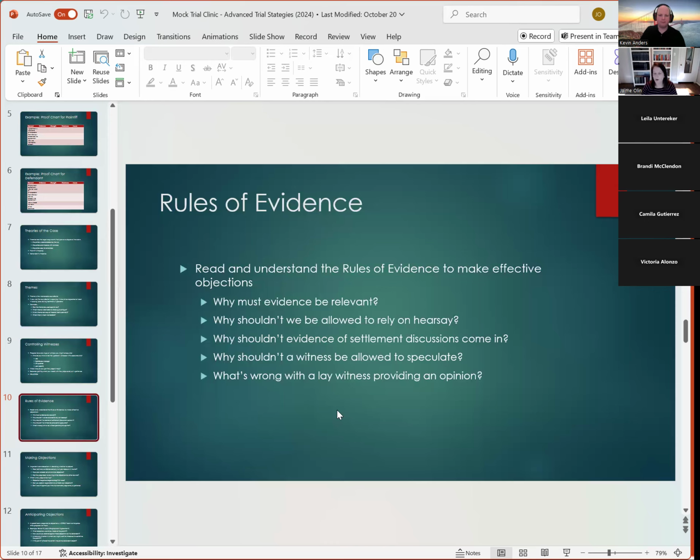First of all, we all know that evidence has to be relevant in order to come in. But why? Why do we think that is required?